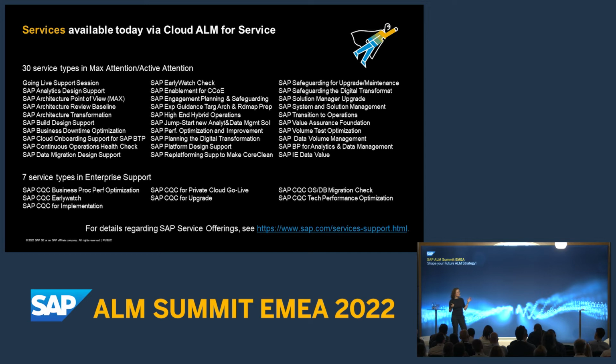I'm a little bit hesitant to show this slide because we are living in an environment where continuously new services are onboarded. So the chances are high, as we are speaking now, that this is outdated. Yeah? But we are talking 30+ services for Max Attention, Active Attention that have been onboarded to Cloud ALM, and 7+ services for Enterprise Support that have been onboarded, meaning for all these services, you can find the information in the Service Delivery Center, you can find the information who delivered them, you can find the preparation status, you can find the service results, you can find the action items once the services have been delivered.